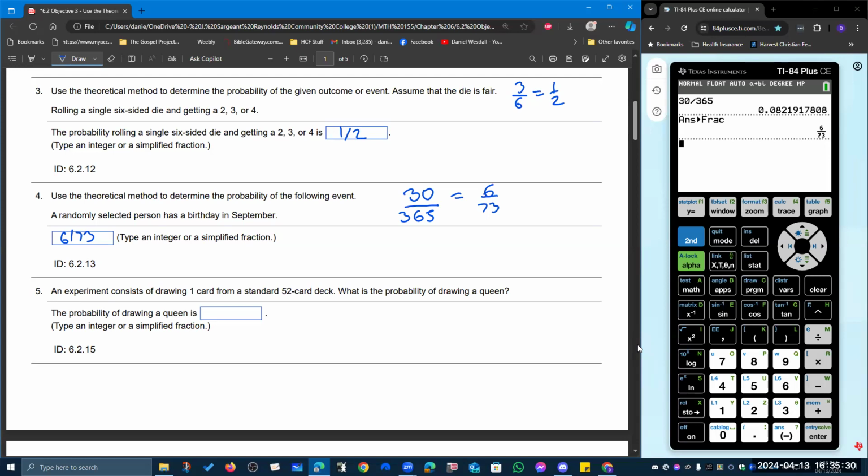The experiment consists of drawing 1 card from a standard 52-card deck of cards. What is the probability of drawing a queen? Well, there's 4 queens in that 52-card deck, so we're going to divide by 4, and we get 1 out of 13.